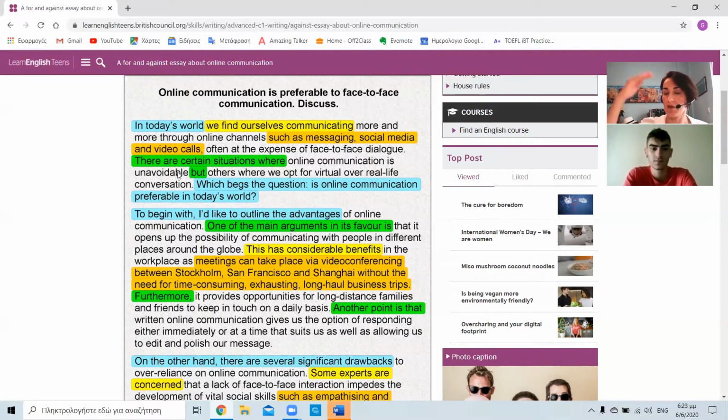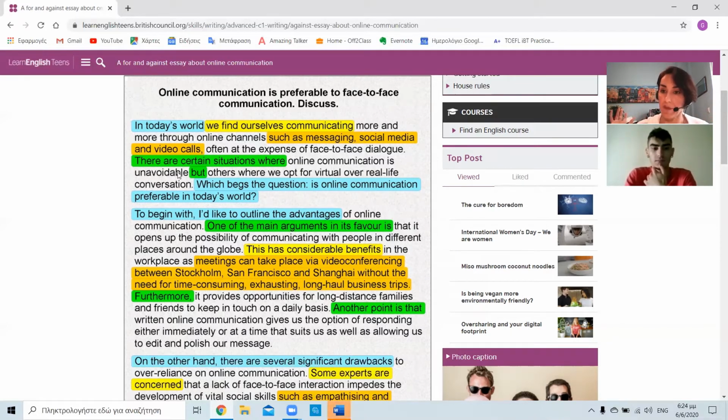And you don't just make a list of advantages, you have to expand your sentences and give a lot of details. So, what is the first advantage that we are going to read about? One of the main arguments in its favor is that it opens up the possibility of communicating with people in different places around the globe. Okay, so I understand the first argument. The internet gives us the possibility to communicate with people in different places around the world. But one sentence alone is not enough.